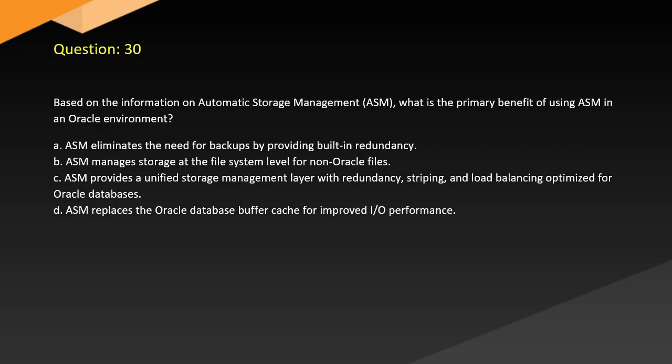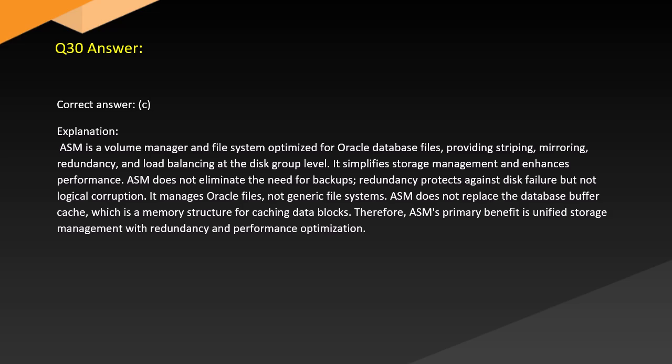Question 30. Based on the information on Automatic Storage Management, ASM, what is the primary benefit of using ASM in an Oracle environment? A. ASM eliminates the need for backups by providing built-in redundancy. B. ASM manages storage at the file system level for non-Oracle files. C. ASM provides a unified storage management layer with redundancy, striping, and load balancing optimized for Oracle databases. D. ASM replaces the Oracle database buffer cache for improved I/O performance.